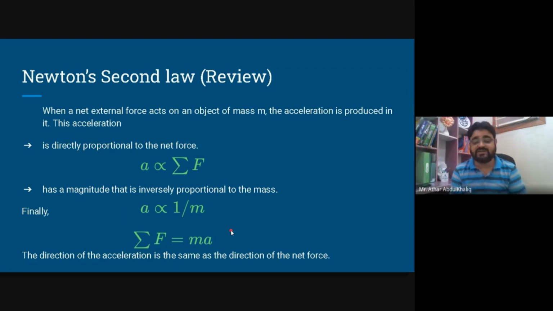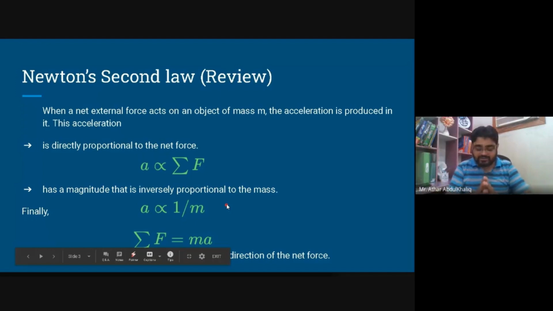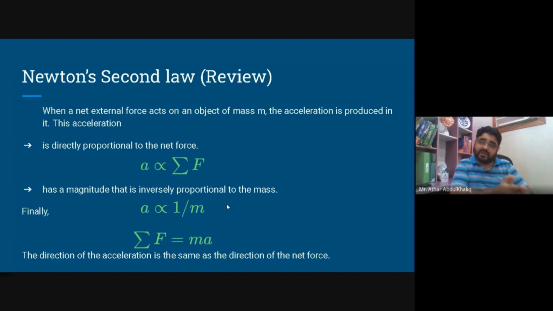So force and acceleration both are in the same direction. This is a very important point. So just for a review, Newton's second law, F is equal to ma. Wherever the force is there, acceleration is there. So force and acceleration are in the same direction.